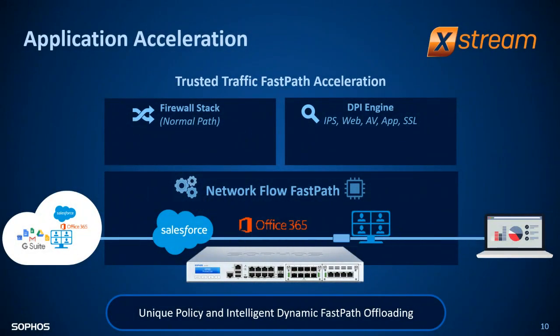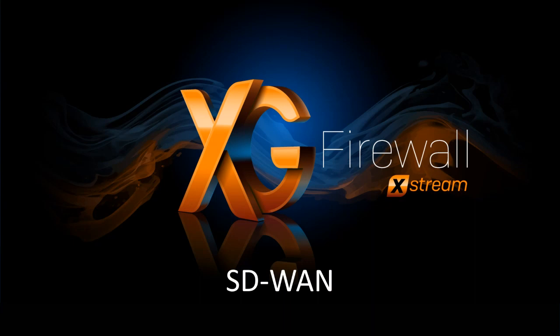Next, let's have a look at application acceleration. We have introduced application acceleration in our new Xstream architecture. Administrators have full policy control over fastpath to put their important business applications all on the fastpath route to essentially transfer traffic at line speed. The benefits of fastpath are not only acceleration of applications and lower latency, but also added performance for the DPI engine and the firewall.